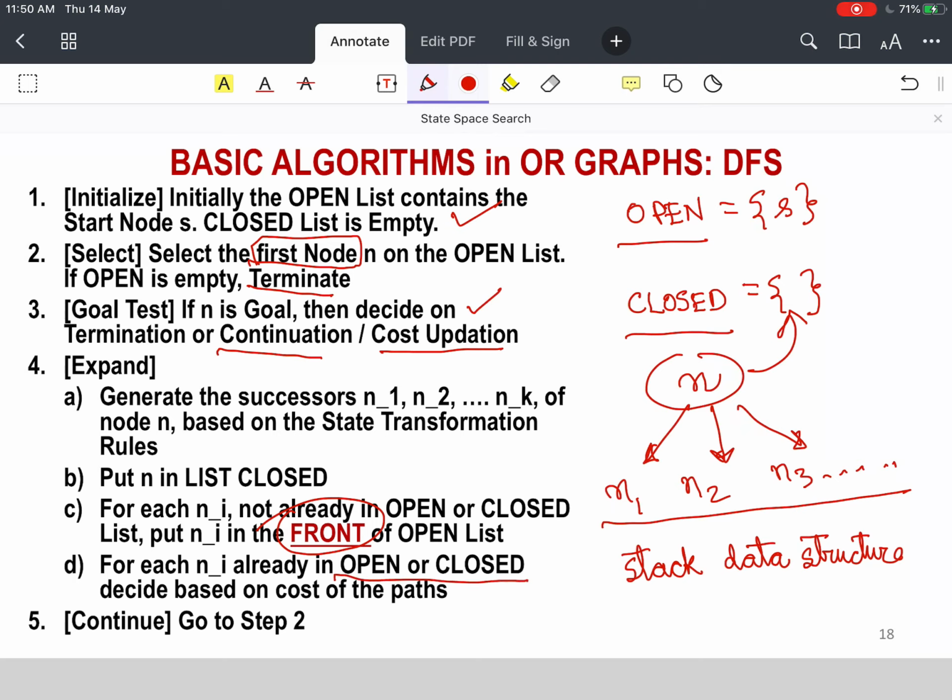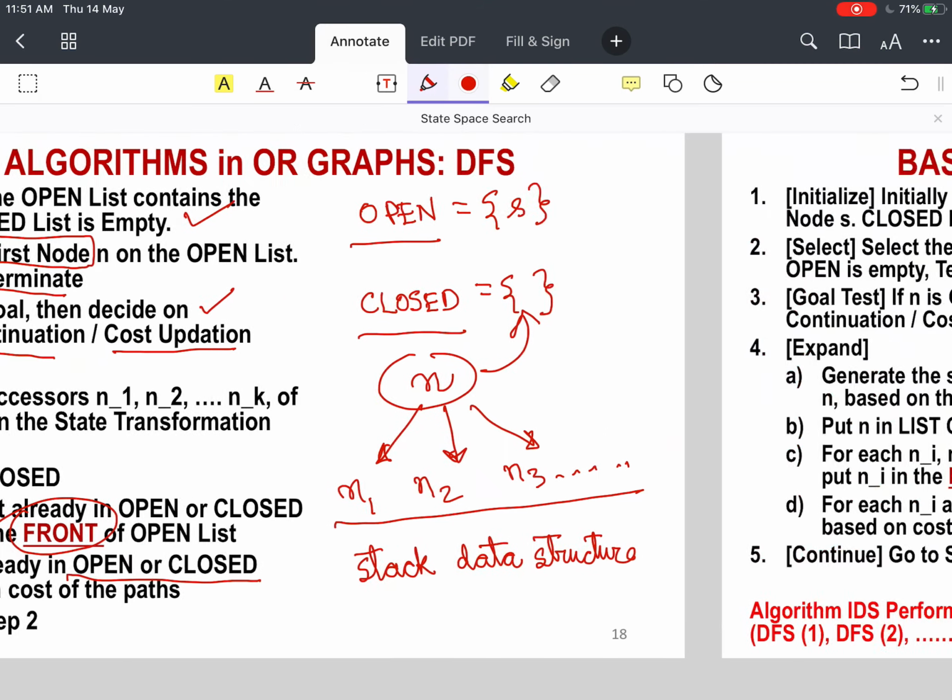And for each ni which is already on the open list, for the time being, we will do nothing. And then once we have done this, we go back to step 2. Again, we take a node out of the open list and we continue in this process. So if we continue in this process, we are creating what is called the depth first search algorithm, where we systematically explore the state space.